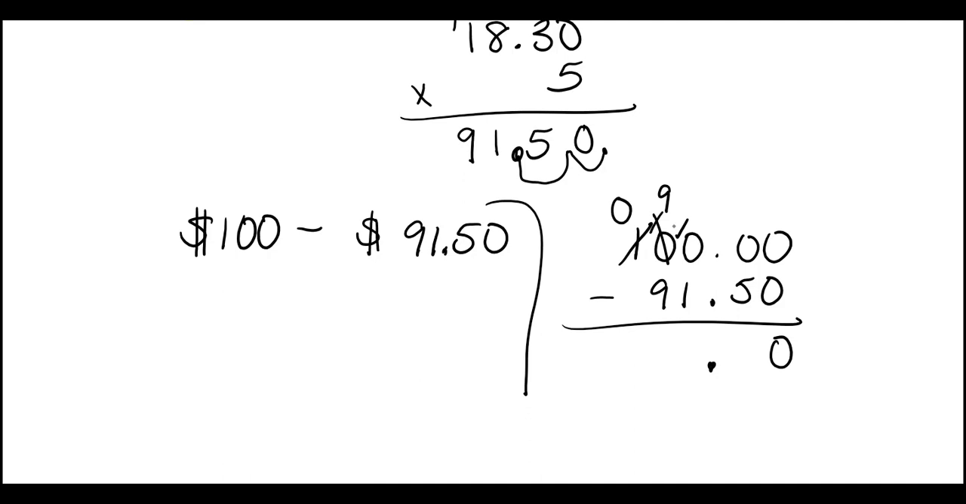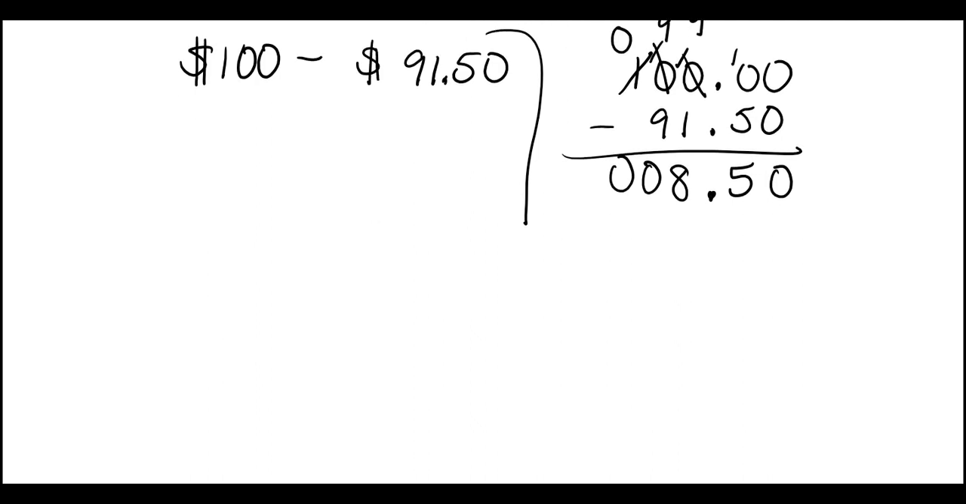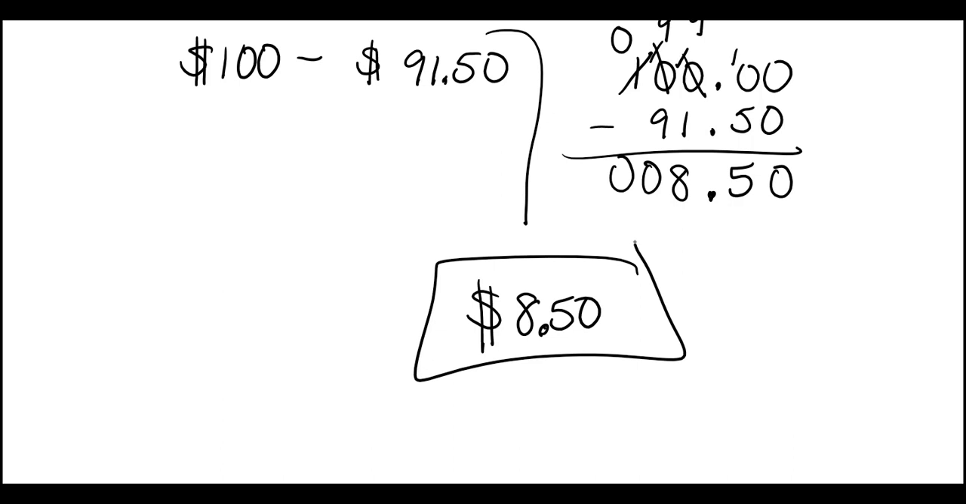Now we have 10 ones, and we need to borrow one more time from the ones to our decimals. So we have 10 minus 5, which is 5. 9 minus 1 is 8. 9 minus 9 is 0. And then 0. So $8.50. And that would be our final solution.